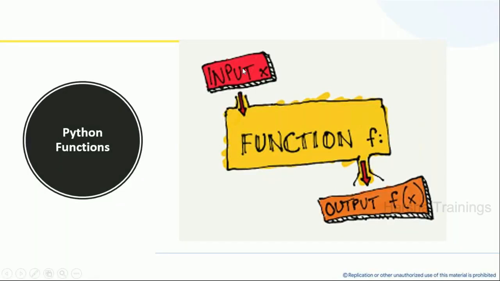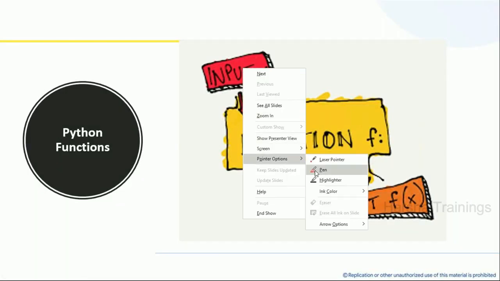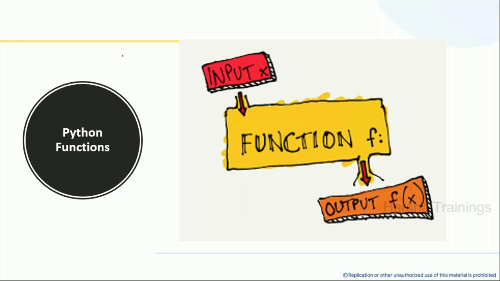Now, I'll ask some questions. I need some response from you. Till now, how many functions have we used? Mostly the print function and the input function. Then we used the eval function, then the int function, float function. Any other functions? Type.